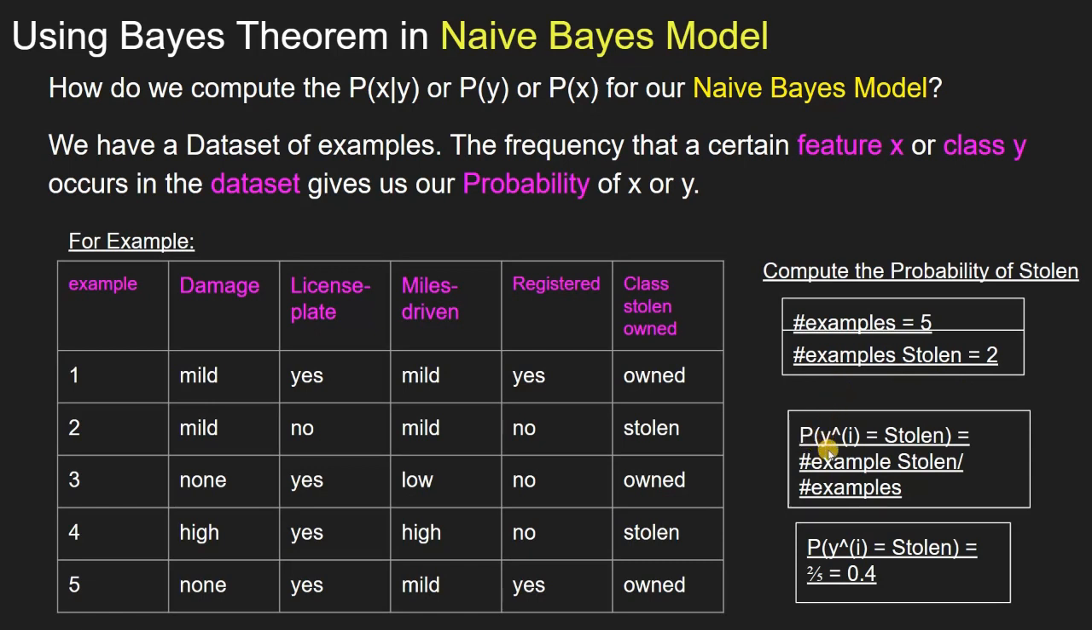And to compute the probability of y, we would take the ratio of the number of examples that have a class equal to stolen divided by the total number of examples, right? That's equal to 2 divided by 5. And so the probability of y equaling stolen is just equal to 2 divided by 5, which is 0.4. And that's how we would compute these terms for our naive Bayes model given a data set for a particular scenario. All right, let's move on.